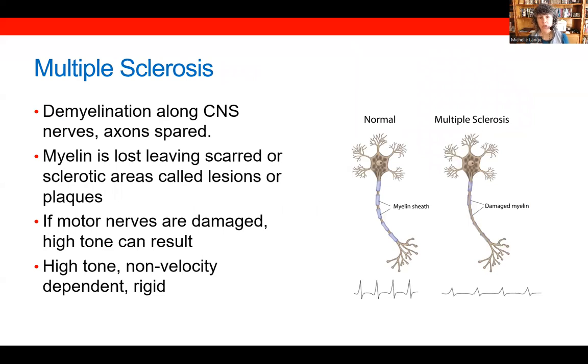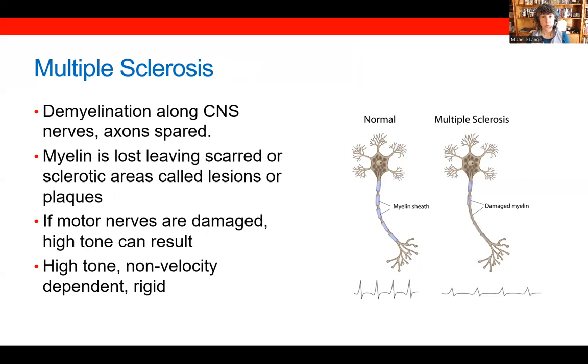Multiple sclerosis is where there's demyelination along the central nervous system nerves. The axons are spared. When a baby is first born, their movements are rather jerky and not coordinated, and their nerves are not yet fully myelinated. Myelin is like insulation along the nerve, and it helps those signals move smoothly. Without it, those movements are not smooth and coordinated.